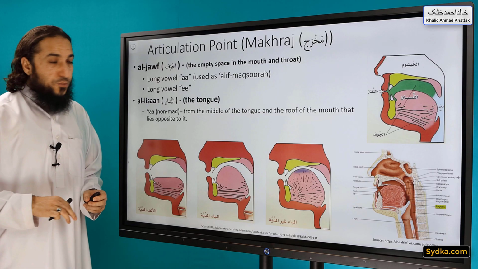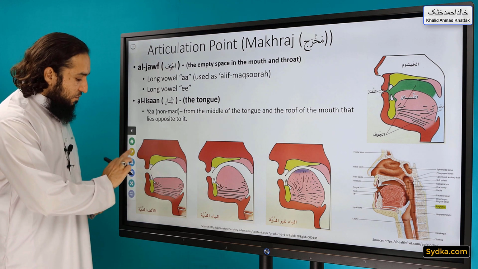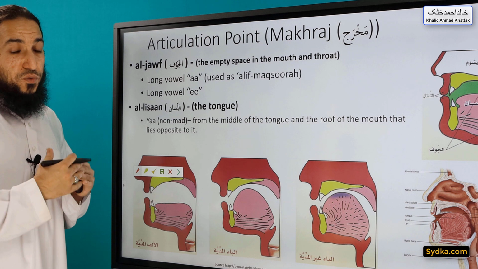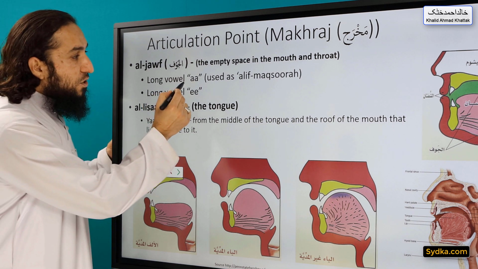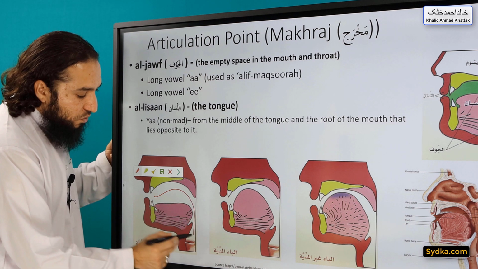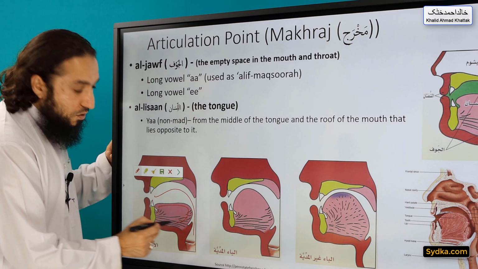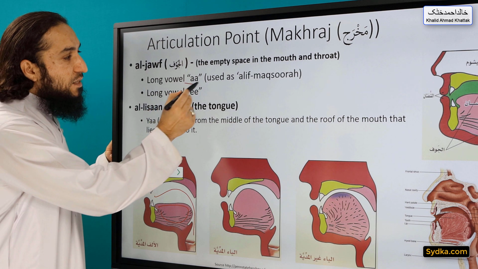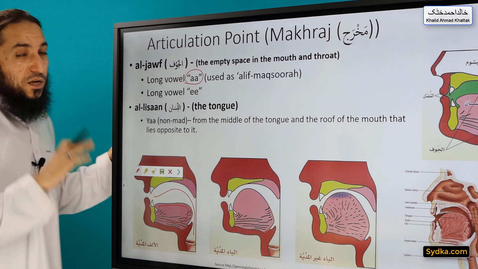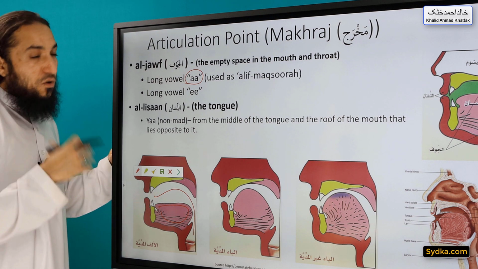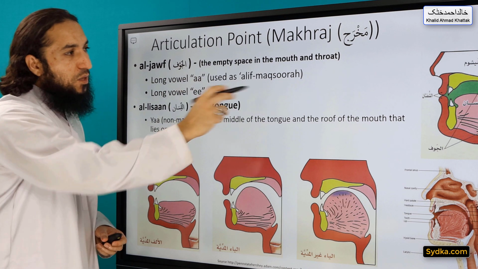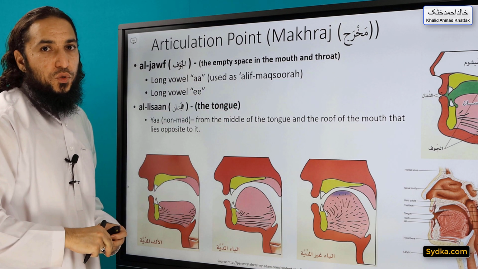What are the articulation points for ya? They are multiple. When ya is used as alif maqsura, then the articulation point is the empty space between the mouth and the throat, and the position of the tongue looks like this, and the sound is double A. So that's when ya is used as alif maqsura, a long vowel. Alif maqsura means shortened alif, that's how it's called in English.